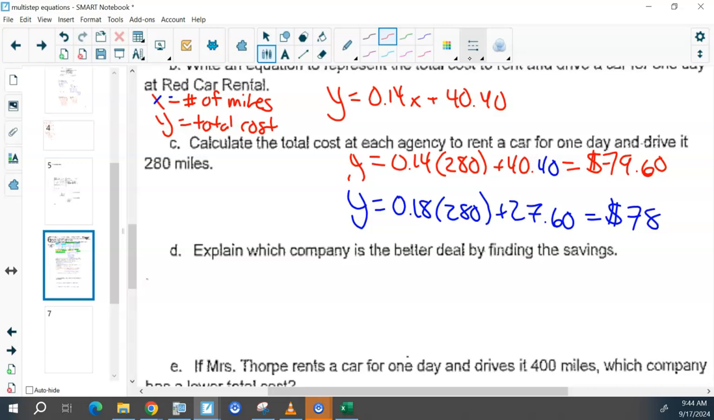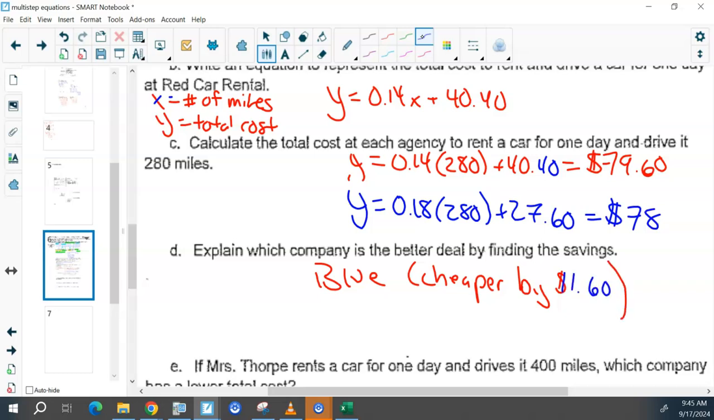Part D is asking which company is better by finding the savings. So which company would be better? Blue, because it's cheaper by $1.60. Questions so far before we get into E, F, and then problem G? For part E, we're doing the same thing but just changing the miles.